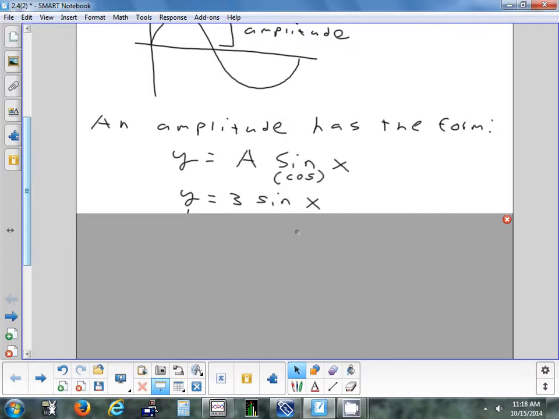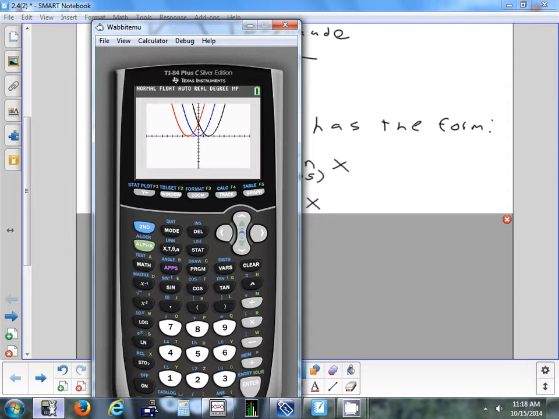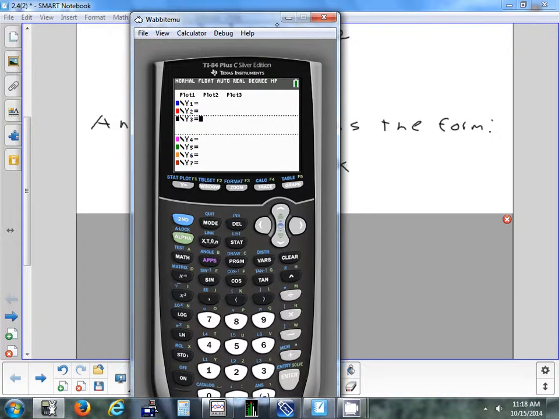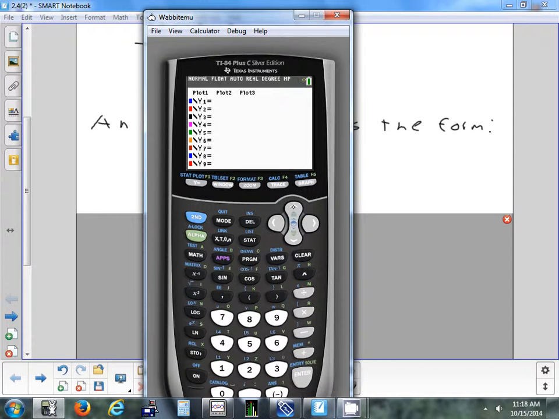You might have a reason to think that, because yesterday we did the phase shift, and it was the opposite of what you thought. Today it's not. Today it's pretty much going to do what you would expect. So if we graph sine of x and 3 sine of x.